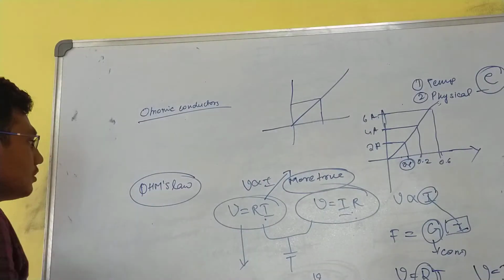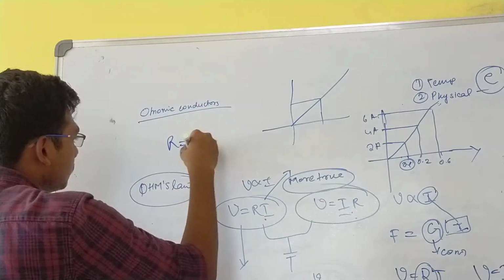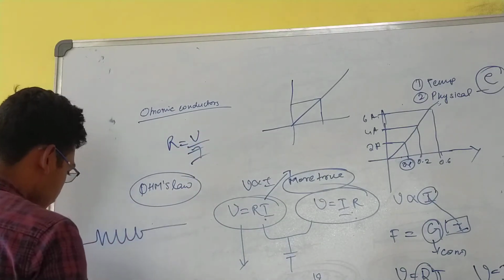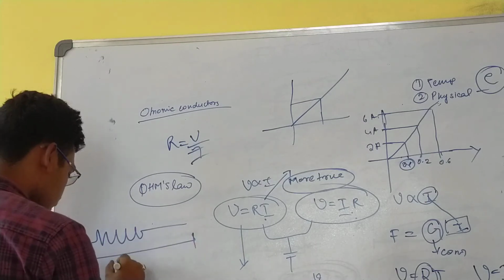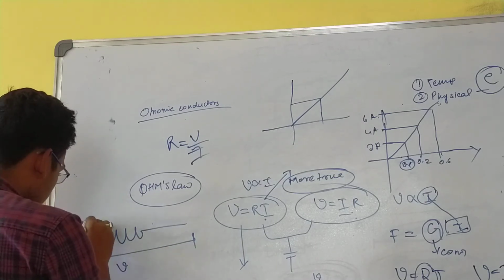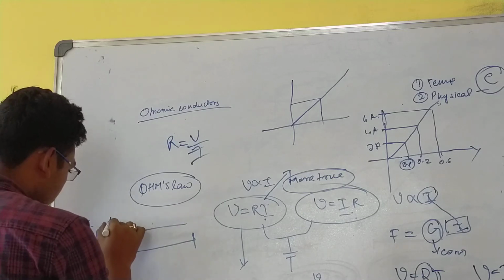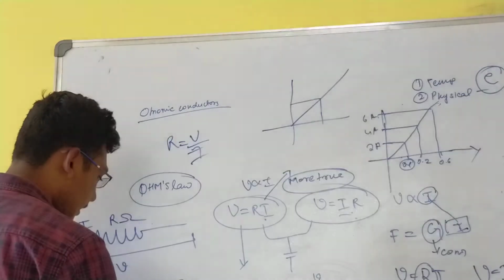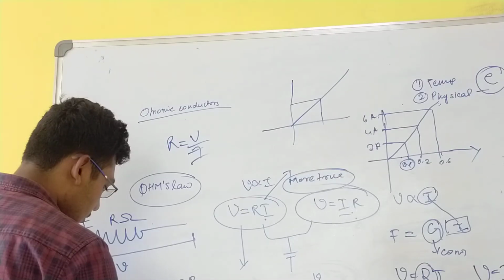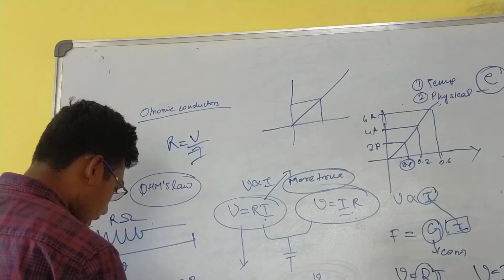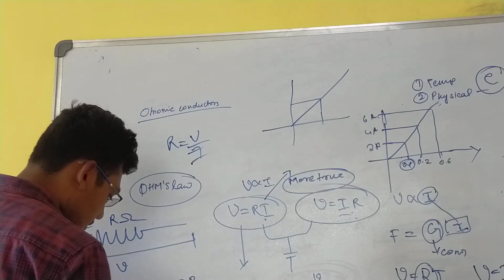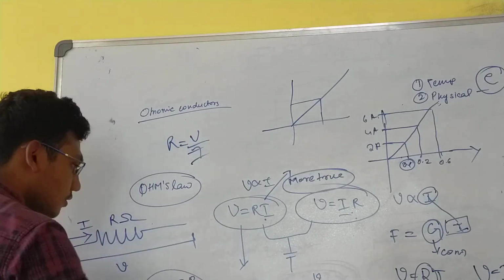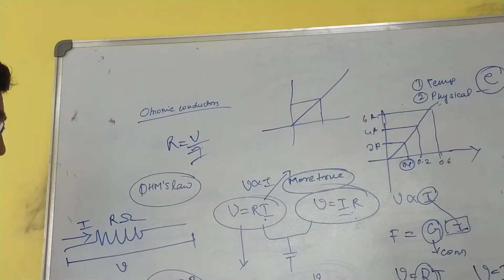So what we have learned is R equals V by I. Assume this is a resistor, this is the symbol of a resistor. We apply a voltage V and obtain a current I. The value of the resistance is R ohms. So the formulas V equals IR, I equals V by R, and R equals V by I are three formulas that can be obtained from Ohm's law. That is the pretty basics.